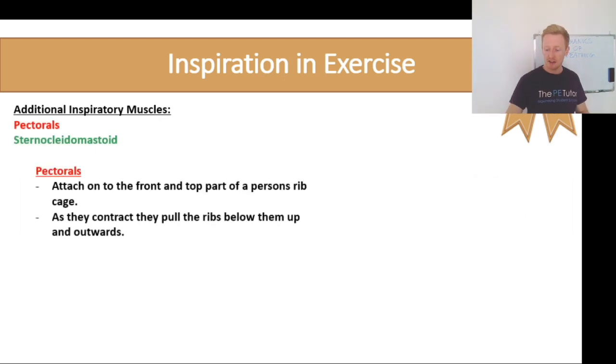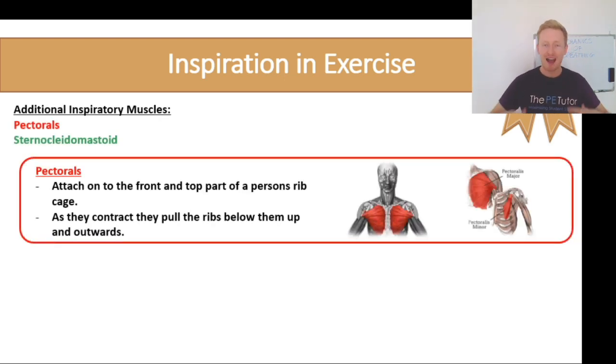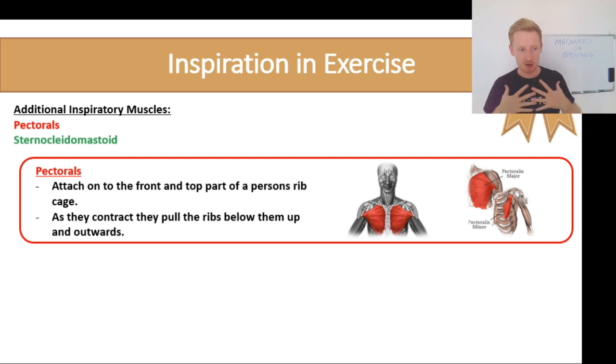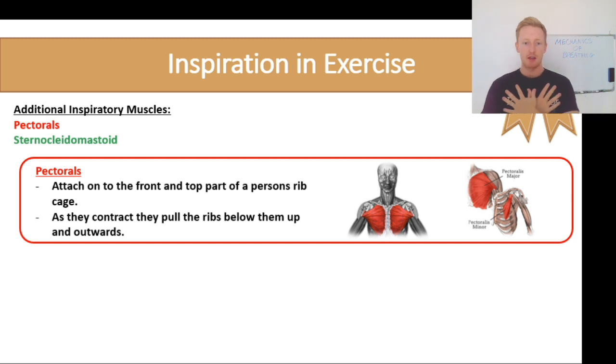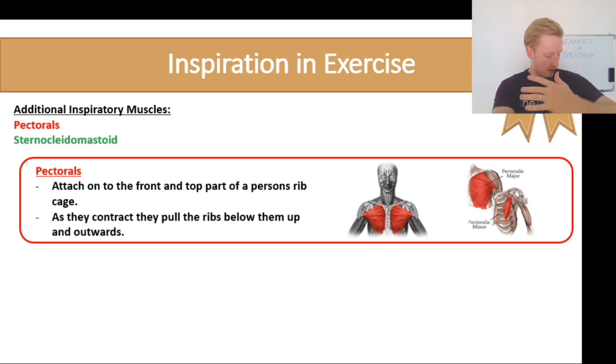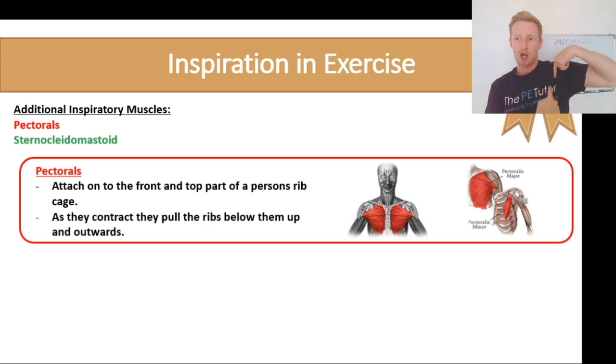So what are these additional muscles? Well, first of all, we have our pectorals. So our chest muscles, our pectorals, in particular, our pectorals minor. Okay, the major ones are almost a handprint size on the front of your chest. The pectorals minor, they almost sit behind it and run a little bit more horizontally. So when they contract, they almost help pinch up.